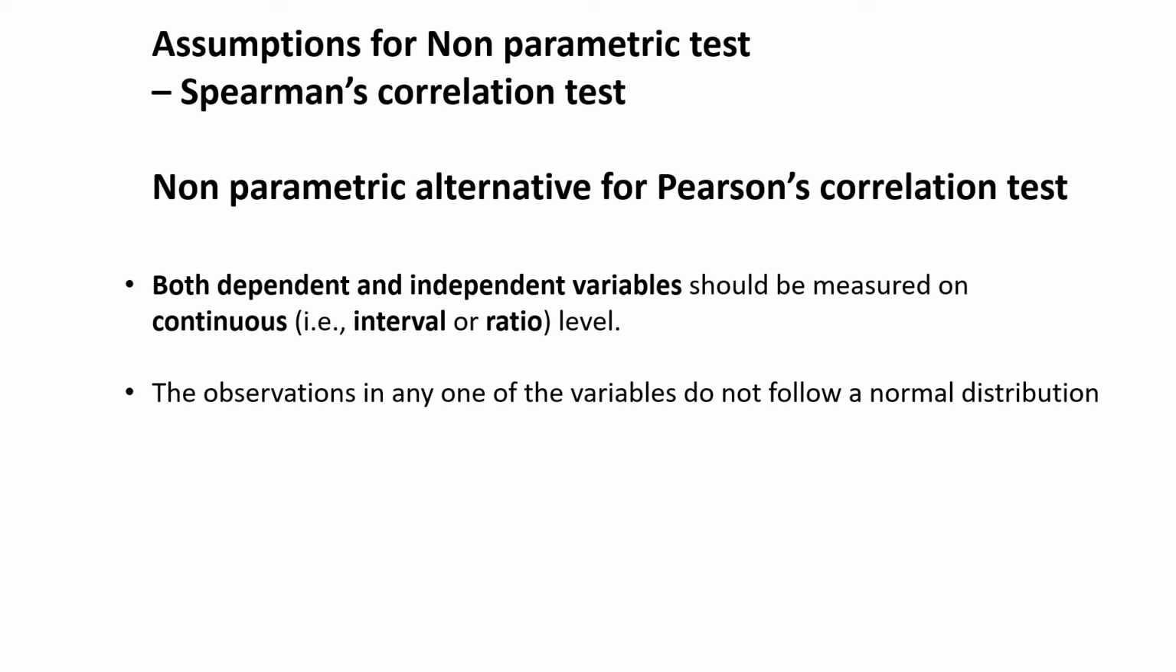So variable 1 is there, variable 2 is there. Variable 1 is the independent variable, variable 2 is the dependent variable. If any of these two variables is not normally distributed, then you have to go for Spearman's correlation test.